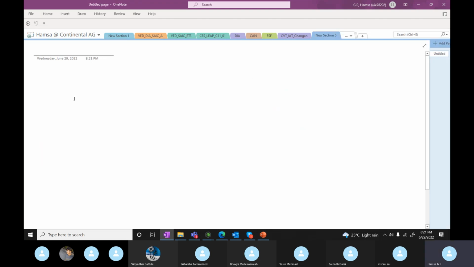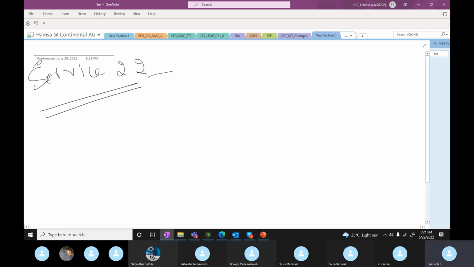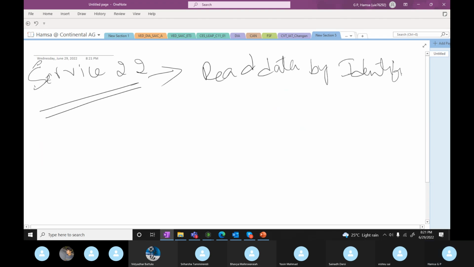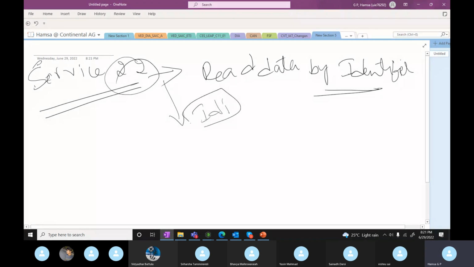Okay, so the next one is service 22. Service 22 is nothing but read data by identifier. Usually, by using this service, the identifier we are calling will be an internal one.